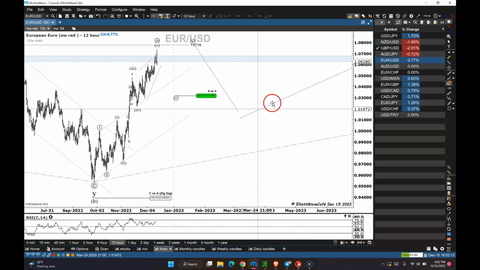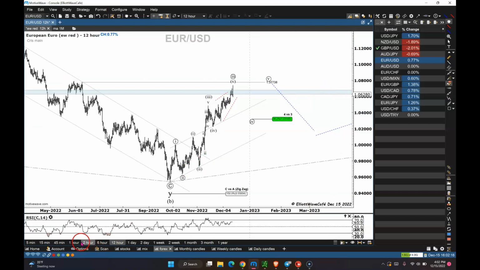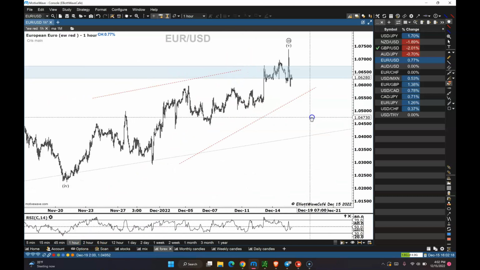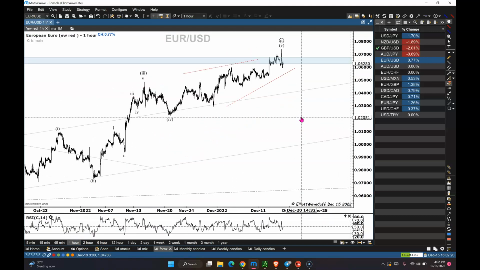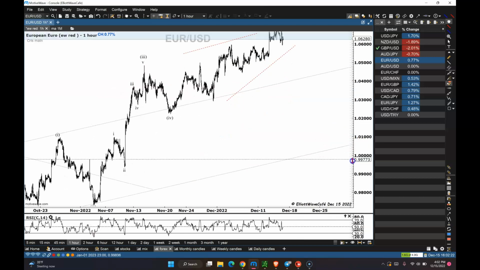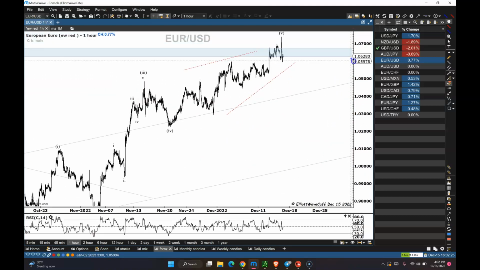Then you're probably going to get a 2nd wave pullback, and then a larger rally begins. But this was a pretty good confirmation here. I think that you're having a pretty decent 5-wave move. Again, I don't think that this is an ending diagonal.